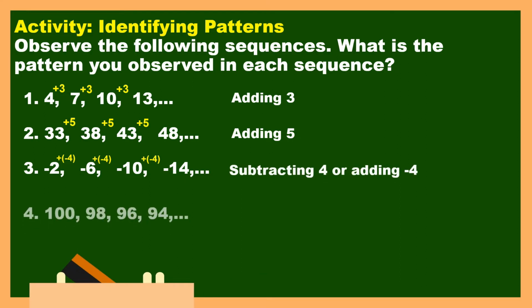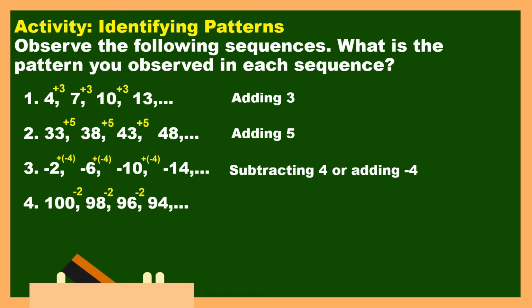Number 4 sequence, 100, 98, 96, 94, and so on. Kung napapansin nyo dito sa ikaapat na sequence, ang mga terms after ng first term ay nakukuha dahil binabawasan ng 2 o kaya ay dinadagdagan ng negative 2. 100 minus 2 equals 98. 98 minus 2 equals 96. 96 minus 2 equals 94. Kaya naman, ang pattern dito sa number 4 sequence ay subtracting 2 or adding negative 2.